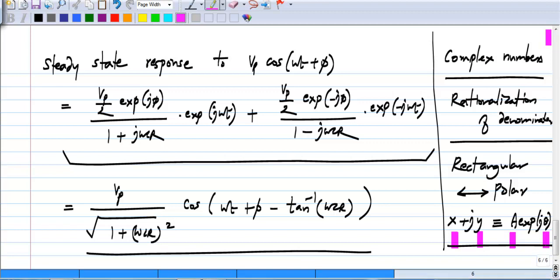Now, these two methods, as expected, gave the same answer, but I've already talked about the other method, which is most convenient. Okay. I have Vp cos(omega t plus phi).